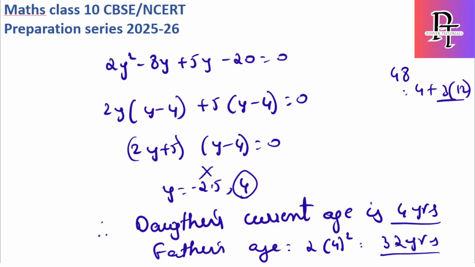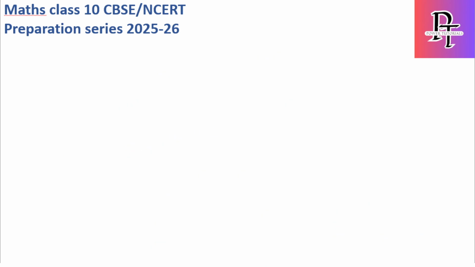X plus 8. Okay, 32 plus 8 is 40, not 48. So 40 is equal to 2 into 4 plus 3. 12 threes is 36. 36 plus 4 is 40. So the second condition is also satisfied. So in this way, all the 4 questions for today's agenda have been solved.